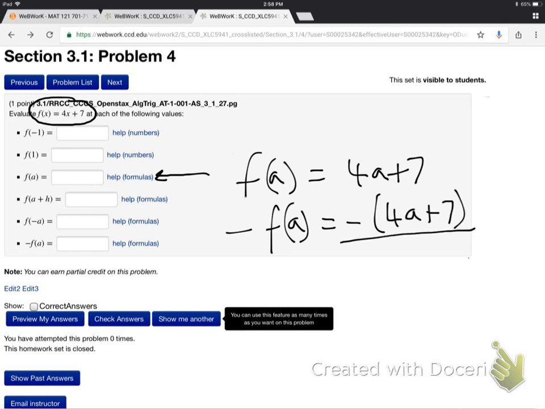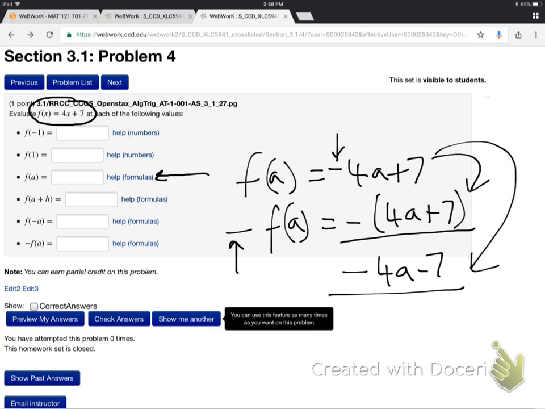Now, again, WebWork will accept that. If you do have to distribute that, remember, that would give you that. So either one of those two is okay for WebWork. But do remember what that means. Just write a negative in front. But don't just do that, because, of course, that is not the same as that or that. Okay? So there you go.